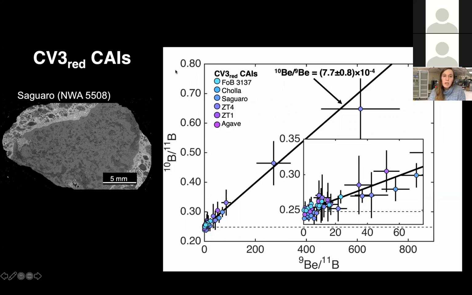Oh, and just as a reminder, here on the y-axis is the 10 boron to 11 boron isotope ratio, and here on the x-axis is 9 beryllium over 11 boron. 11 boron is the stable isotope. And so we draw this plot to calculate the slope.